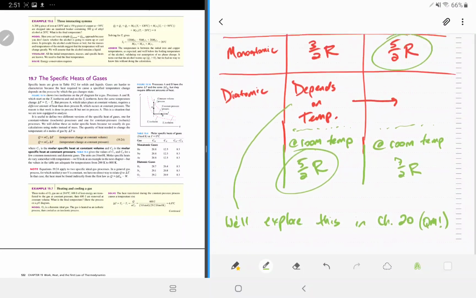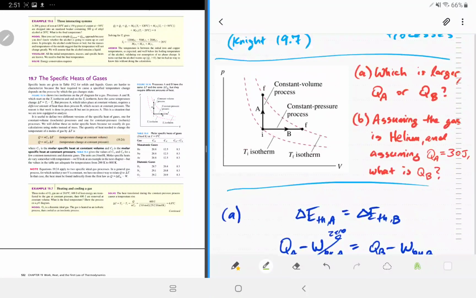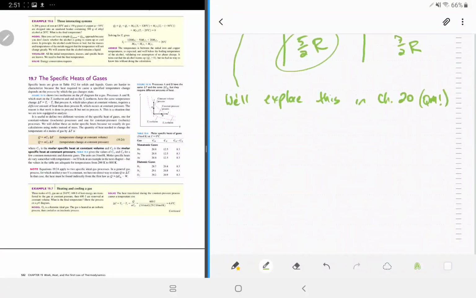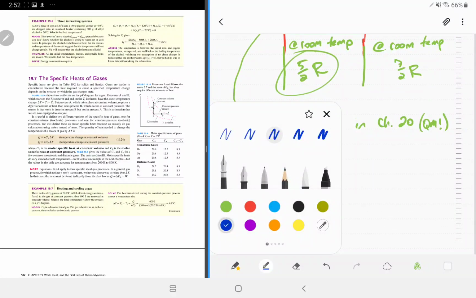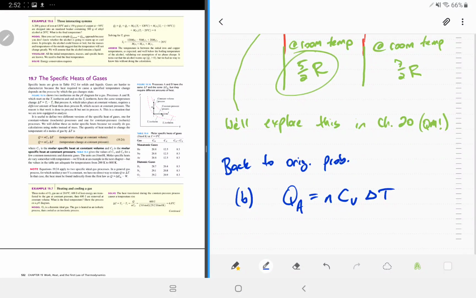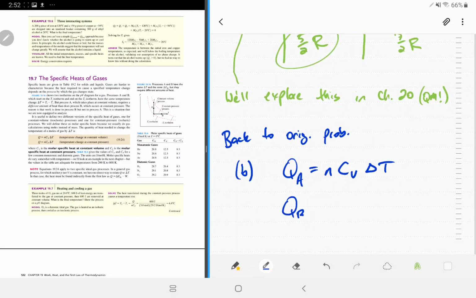Okay, so armed with this information, we actually know enough to solve the quantitative part of our previous problem. So we're going to go back to this diagram and see the relationship between QA and QB. Okay, so let's go back to the blue pen for part B of the original problem. I'm just going to copy down that QA was the isochoric one. This is going to be NCV delta T. And Q for the isobaric path is going to be NCP delta T.